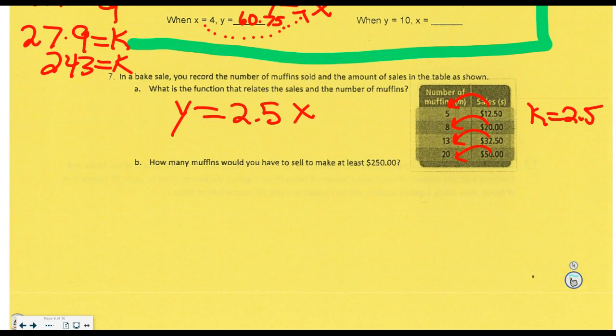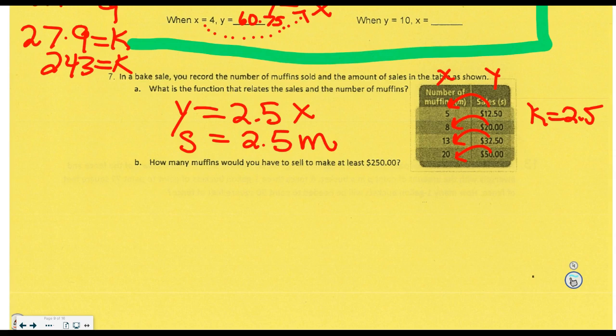But then we're going to say, well, this was a word problem. X was the number of muffins. Y was how much money I made. So you're going to write, my sales is equal to $2.50 for every muffin. That k was the amount they're charging per muffin. Does that make sense? Yeah.